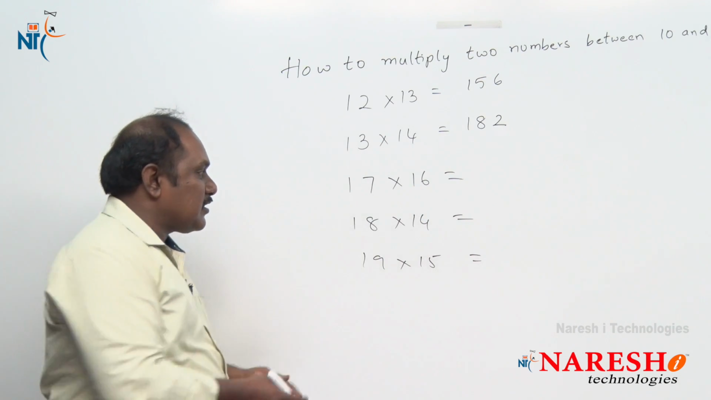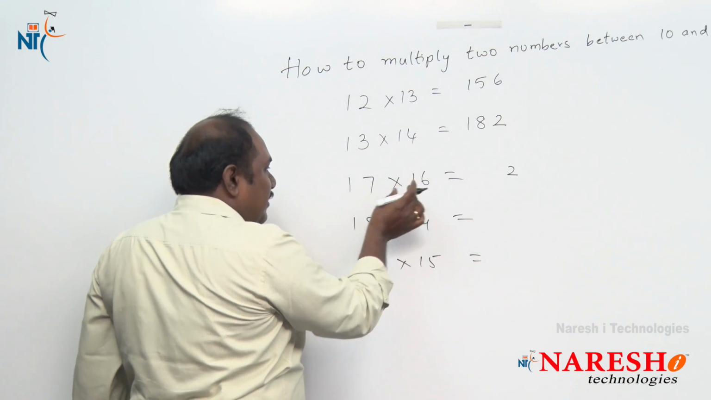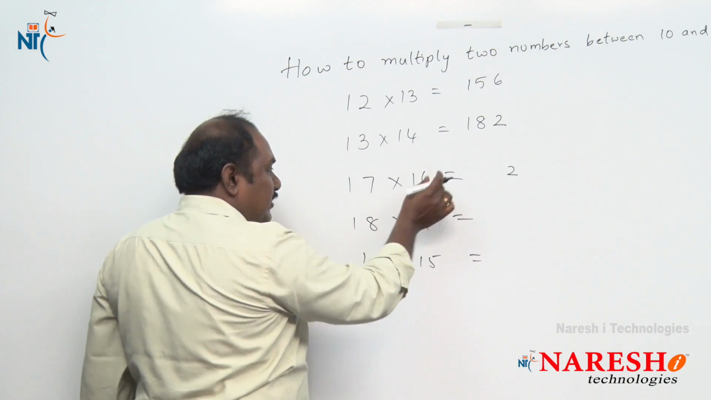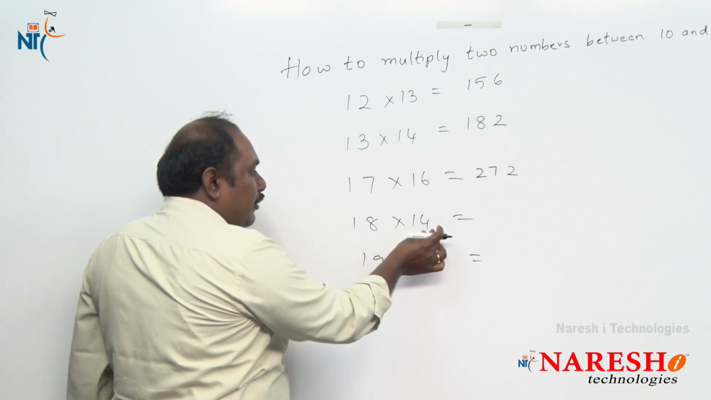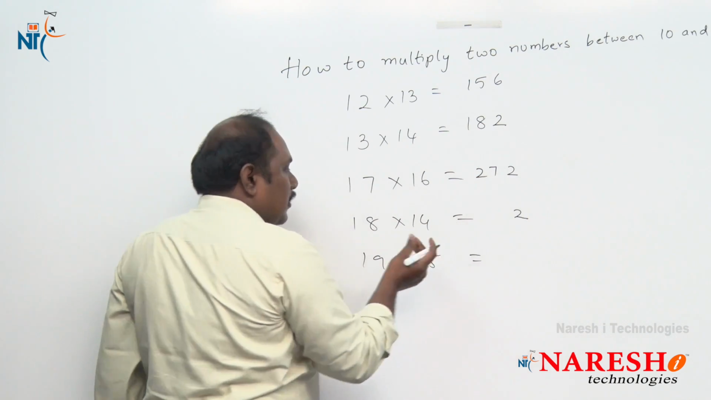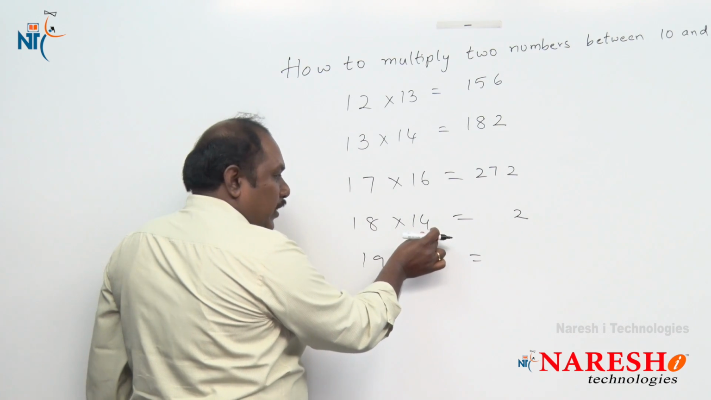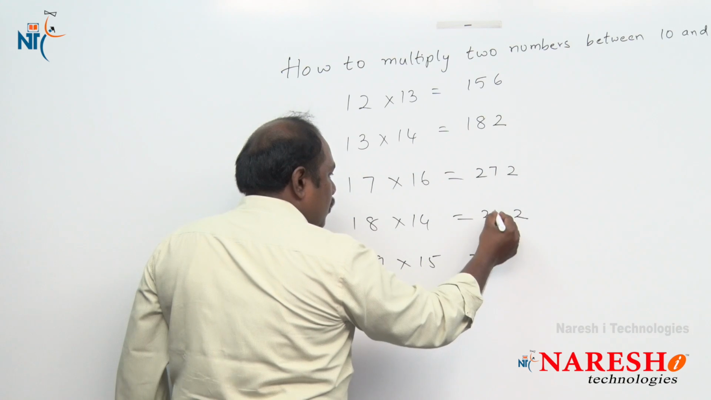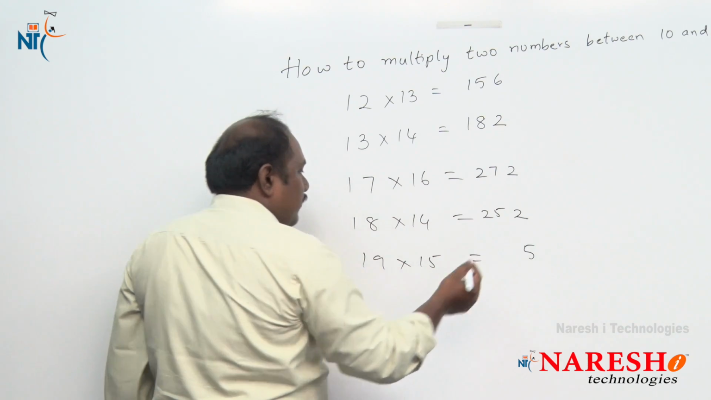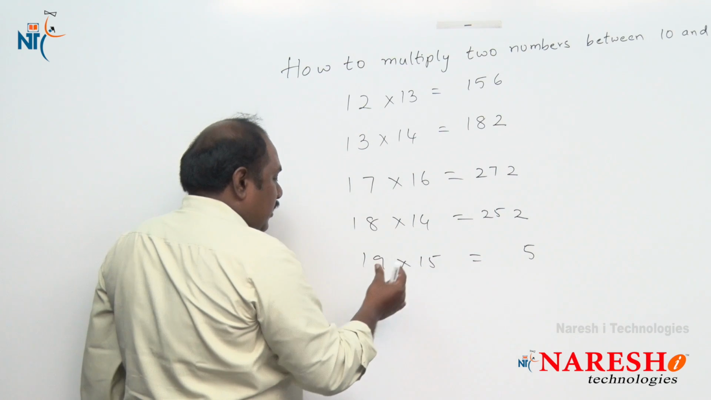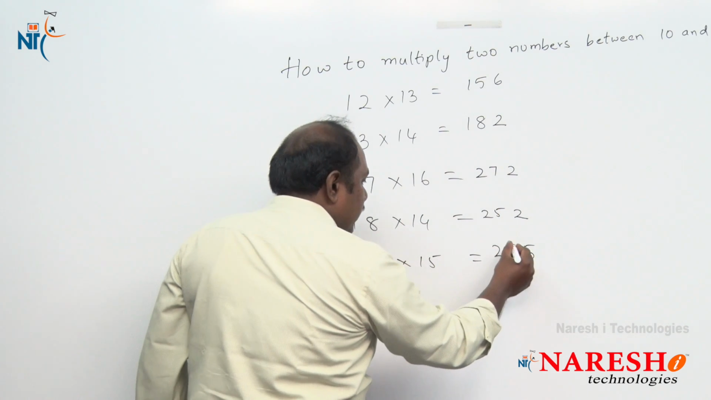Now 7 into 6, 42. You have a 4 carry. 17 plus 6, 23 plus 4, 27. Now 8 into 4, 32. 3 carry. 18 plus 4, 22 plus 3, 25. 9 into 5, 45. 4 carry. 19 plus 5, 24 plus 4, 28.